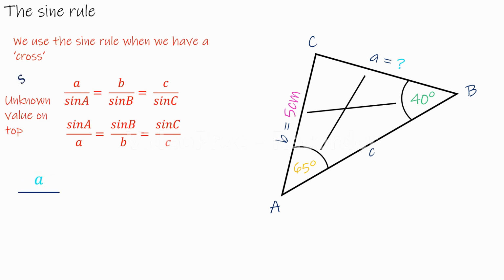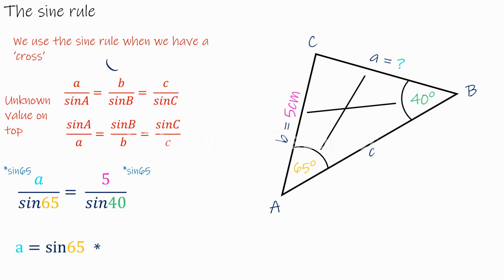So for this question here, we're going to have a, as a is the value we want, over sine 65 equals 5 over sine 40. You simply choose the part of the sine rule that you need to use and substitute your values in. To rearrange this equation, we're going to times both sides by sine 65 to then get a as sine 65 times 5 over sine 40, which will give us a nice answer of 5.55 centimeters for a.